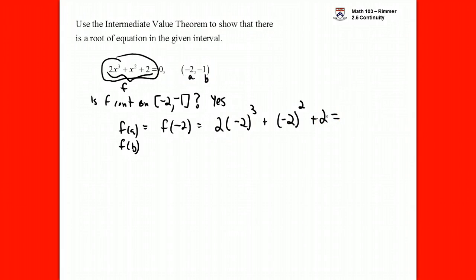I don't really care what it equals, really. I care about what sign it is. That's what the intermediate value theorem cares about. Is it below or is it above? And so we plug that in, and do we get a negative value or a positive value? Negative. When you cube that -2, you get a -8. And so that's a -16. Yeah, you add 4 and you add 2. Not enough to make it not negative anymore. So it's less than 0.